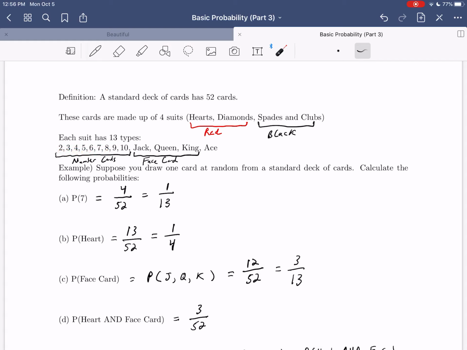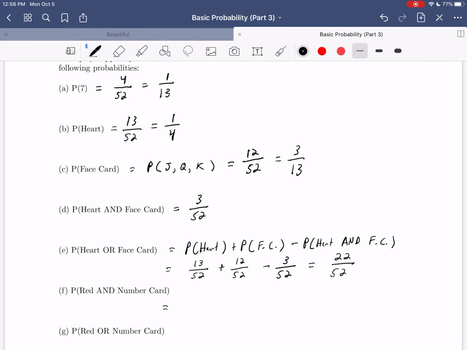So for number cards, that means 2, 3, 4, 5, 6, 7, 8, 9, 10. So how many is that? That's 1, 2, 3, 4, 5, 6, 7, 8, 9 number cards. And of course, we'll have those 9 for hearts and those 9 for diamonds. So there'll be 9 heart number cards and 9 diamond number cards. 9 plus 9 gives us 18 out of 52. So there are 18 out of 52 cards that are simultaneously red and number cards.